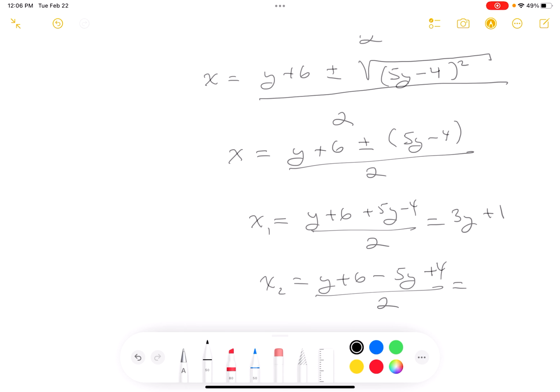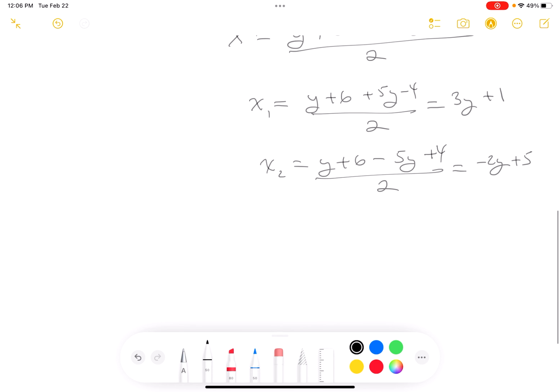And what do you get over here? Let's see, minus 4y, so minus 2y. And then you get 6 plus 4 is 10, plus 5. What do I do now? Well, I'm almost there. I think I can do this now. It's going to be x minus 3y minus 1. And then it's going to be x minus a minus 2y, so that's plus 2y minus 5.